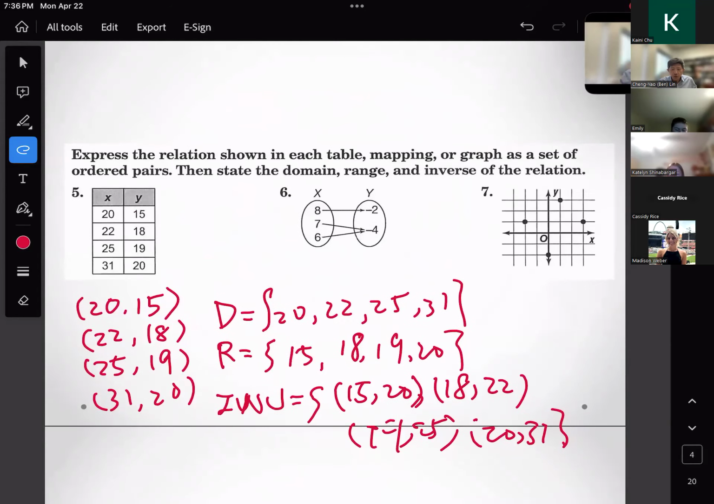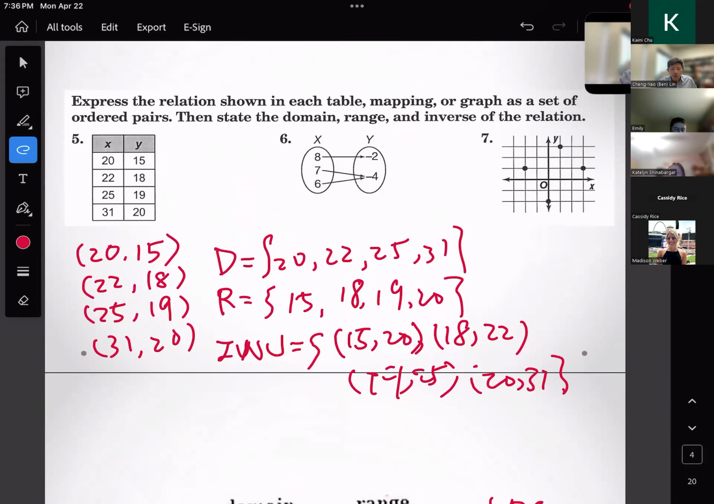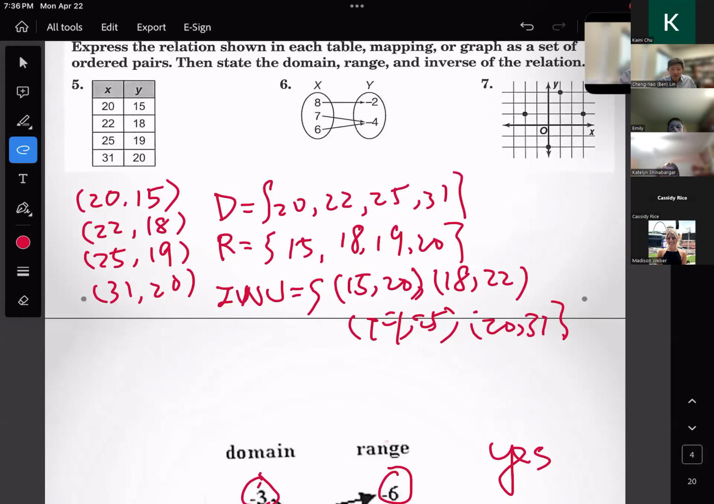So I'm going to go back to here. Number 6, what do you think? Function or not function? It's a function. Yes. Very good. How about number 5, function or not function? Function, right? Does that make sense? Now, what about 7, function or not function? Function. Each domain has a range. Yes, very good.